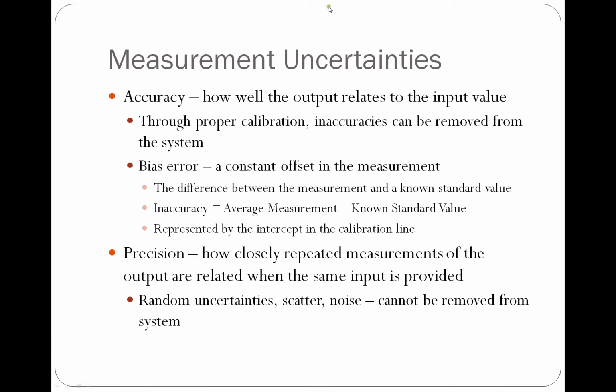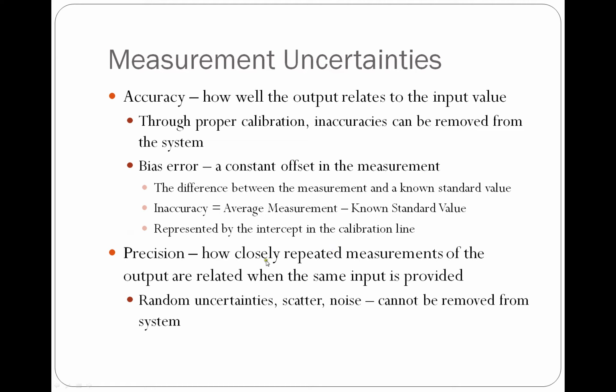Okay, so some other ways to sum that up is that accuracy tells us how well the output relates to the actual input, and again, through proper calibration, we can remove this inaccuracy, which is called a bias error, or a constant offset in the measurement. It's the difference between the measurement that we receive and the known standard value. So an inaccuracy is the average measurement minus the known standard value, and it's represented by the intercept of the calibration line, the B component of our line of best fit.